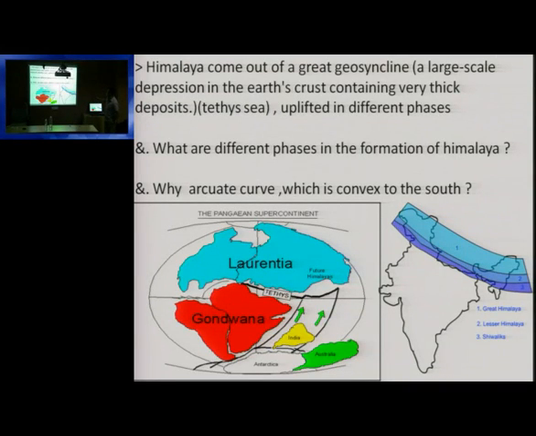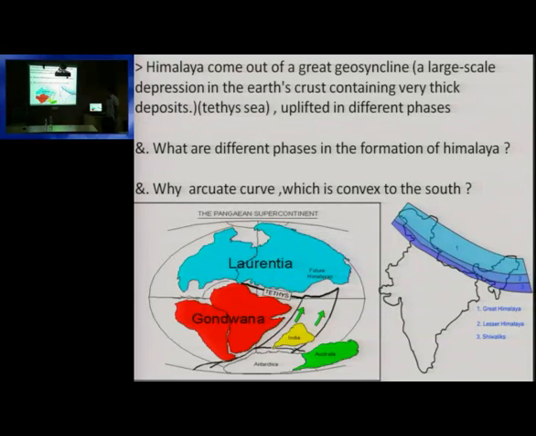So in order to get maximum marks, you just remember this. Geosyncline is uplifted in different phases. While India was coming towards the Eurasian plate, this was a water body. Sedimentation took place on both sides, from the Eurasian side as well as the Indian side, and there were a lot of thick deposits, and that was known as geosyncline. Geosyncline was uplifted and there was a formation of Himalaya, and that is how India has come out.